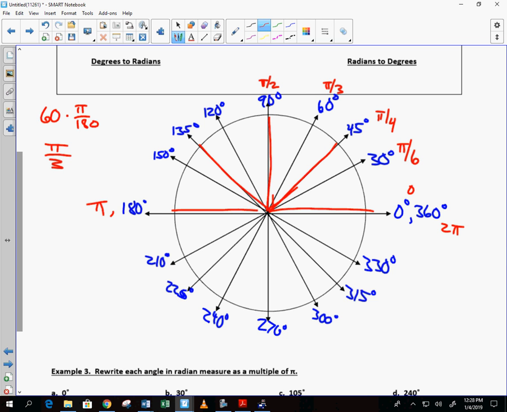120. Which of these divides evenly into 120? 60 is the biggest one. 30 does as well, but 60 is the biggest one. How many 60s go into 120? So it's 2 of these. It's 2 pi over 3. Which one of these divides evenly into 135? 45. How many times does 45 fit into 135? 3 times, so it's 3 pi over 4.